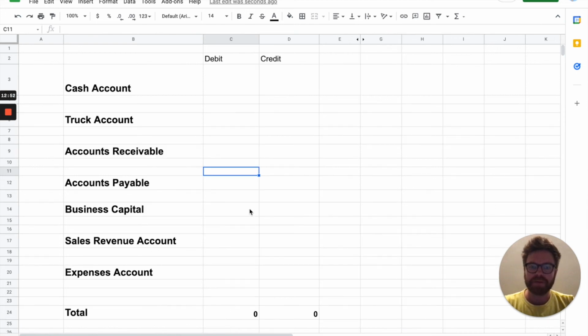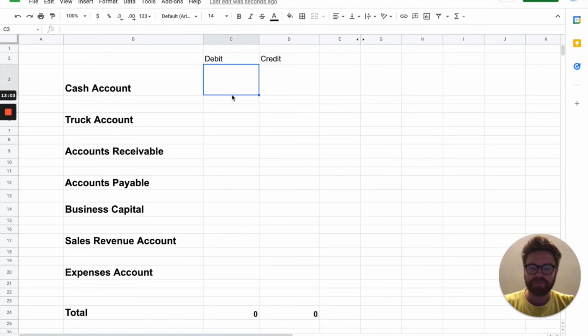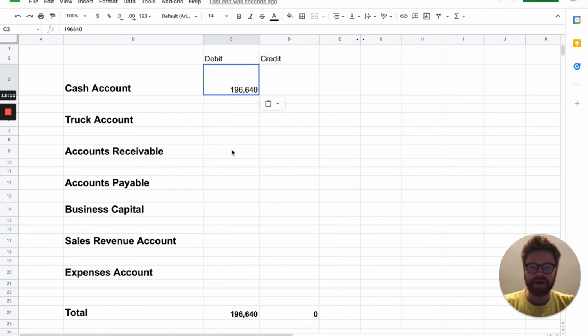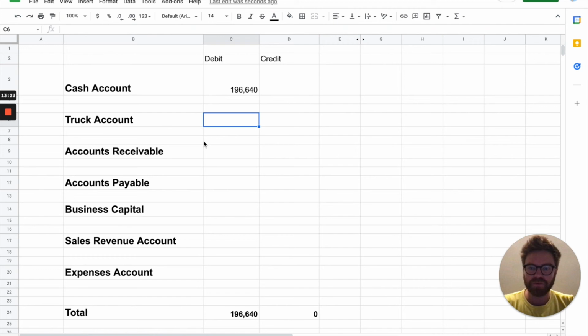So over here, under cash, we're going to go ahead and start moving numbers over. So if you look under cash, we have 196,640. So let's move that over. And we're going to go ahead and paste. And we're going to do paste special, paste values only, so it doesn't bring over that formula. Now the truck account here, let's go ahead and move this over. So 58,500, that's an easy one. We'll just add that in.